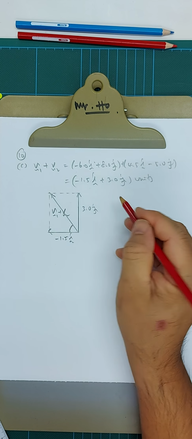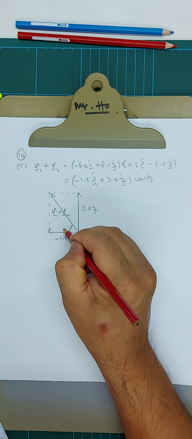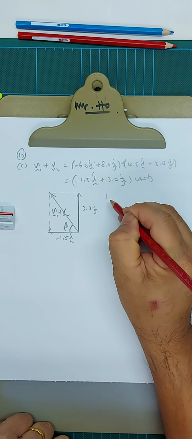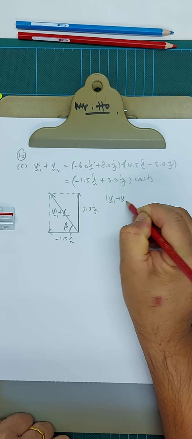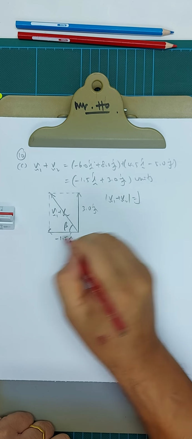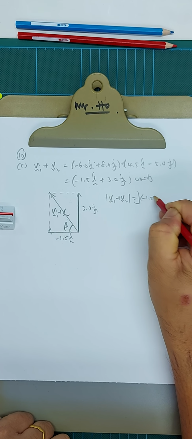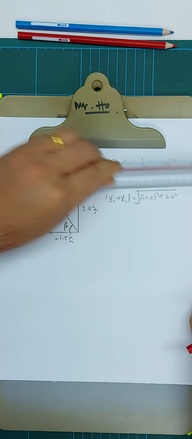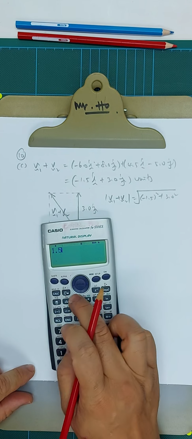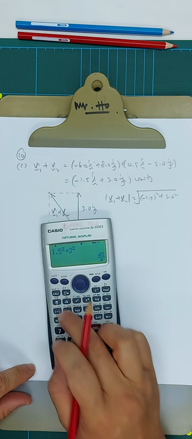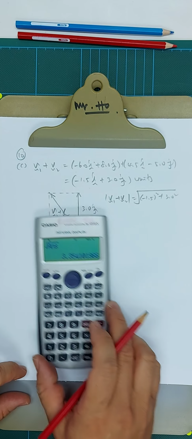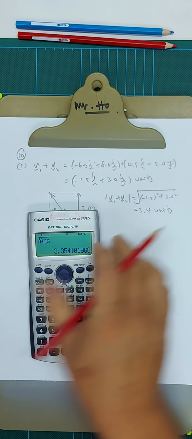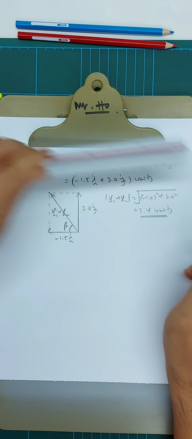And the angle here, I will call it beta. Our magnitude is the square root of negative 1.5 squared plus 3.0 squared. Let's see what we get here: 1.5 squared plus 3 squared, square root of everything. We got 3.4 units for the magnitude.